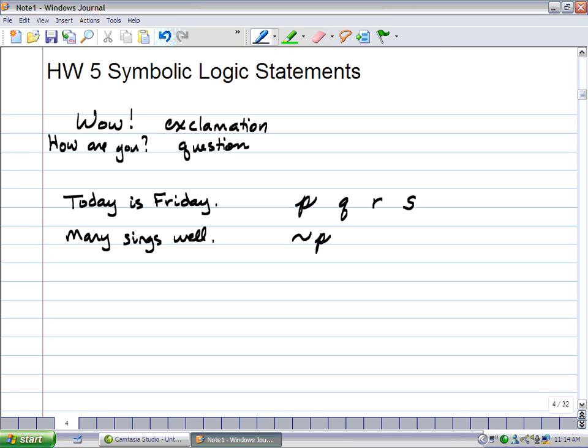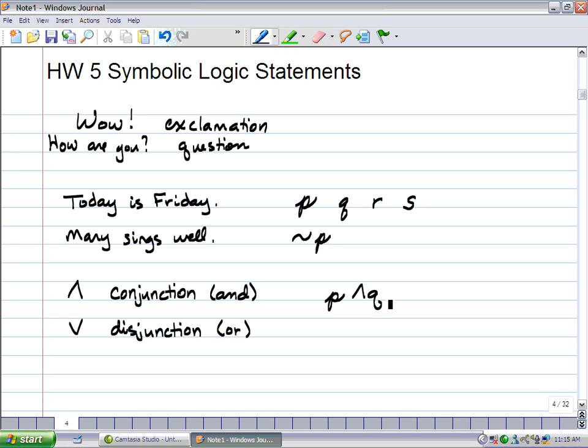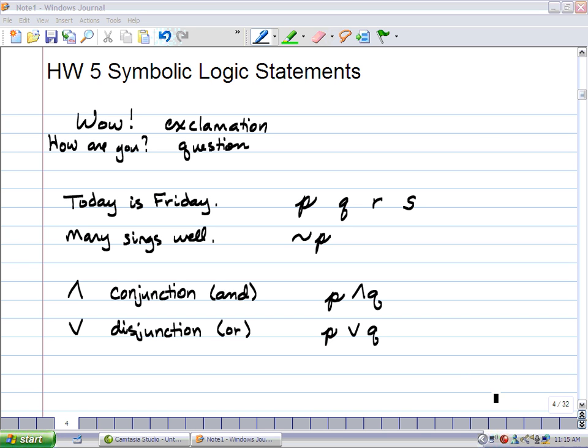Now in English, we know that we put two sentences together. We have compound sentences, and we're going to look at a couple of kinds of those. Right now we're going to look at the conjunction, or the and statements, and we're going to look at the disjunction, which are also called the or statements. So if we want to put two simple sentences together, we do it by putting the and symbol between the letters. If we want to do disjunction, an or statement, we do it by putting the or symbol.